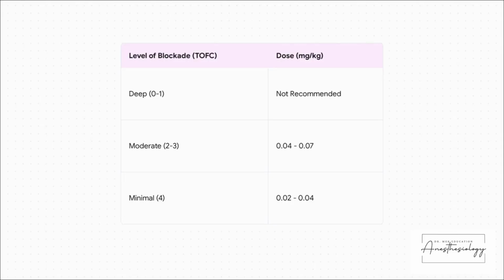This table really lays out the dosing strategy for us, and it's all based on the train of 4 count, how many twitches you actually see. Look at that top line. For a deep block, a TOFC of 0 or 1, reversal with neostigmine is just not recommended. It won't work. For a moderate block, with 2 or 3 twitches, we're looking at 0.04 to 0.07 milligram per kg. And for a minimal block, where we already have 4 twitches, we can use a much smaller dose.